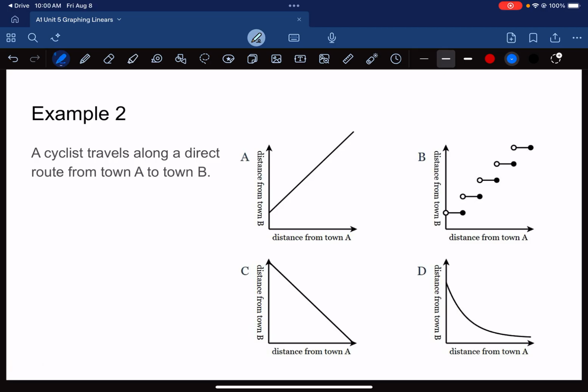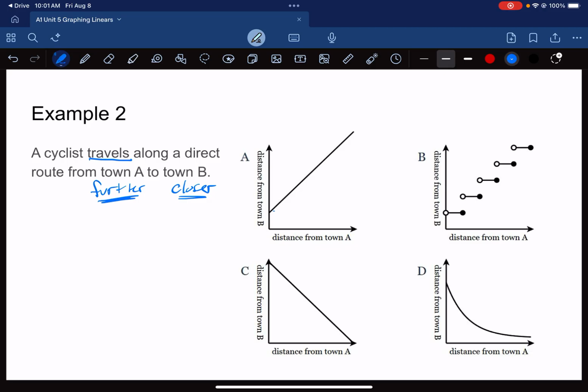A cyclist travels along a direct route from town A to town B. So this is a little different graph because the x-axis indicates distance from town A, and the y-axis represents distance from town B. So you would think as the cyclist is traveling from town A to town B, they're getting further away from town A and closer to town B. So we're looking for the graph where the value along the x-axis is getting larger, and then the value along the y-axis is getting smaller.